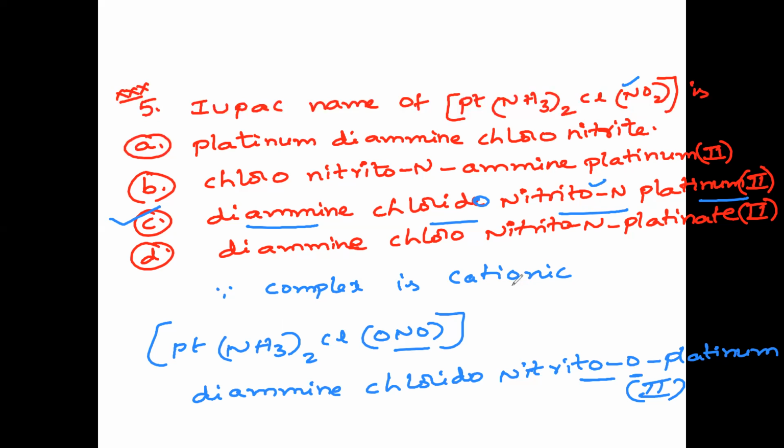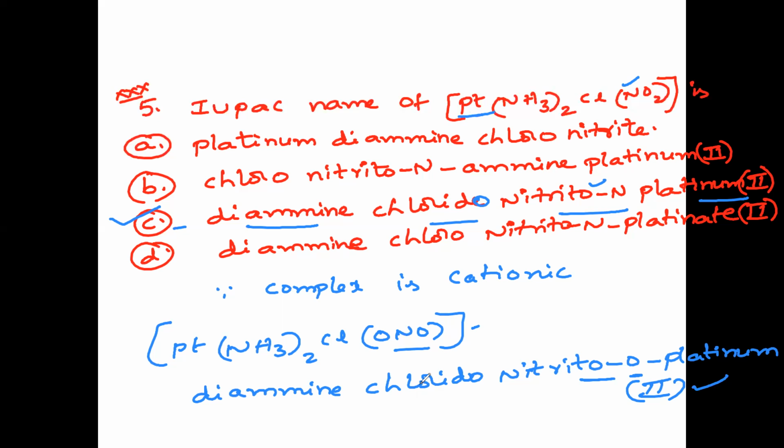And as the complex is cationic, we'll say platinum 2. If it is anionic, we'll say platinate 2. Suppose if this Cl is outside, definitely we'll say platinate 2. As the Cl is inside and ONO is also inside, NH3 is inside, we'll say it is a cationic complex, nitrito O platinum 2. So this is the answer. For this, the answer is C option. For this molecule, the answer is this. So please note down. Very, very important.